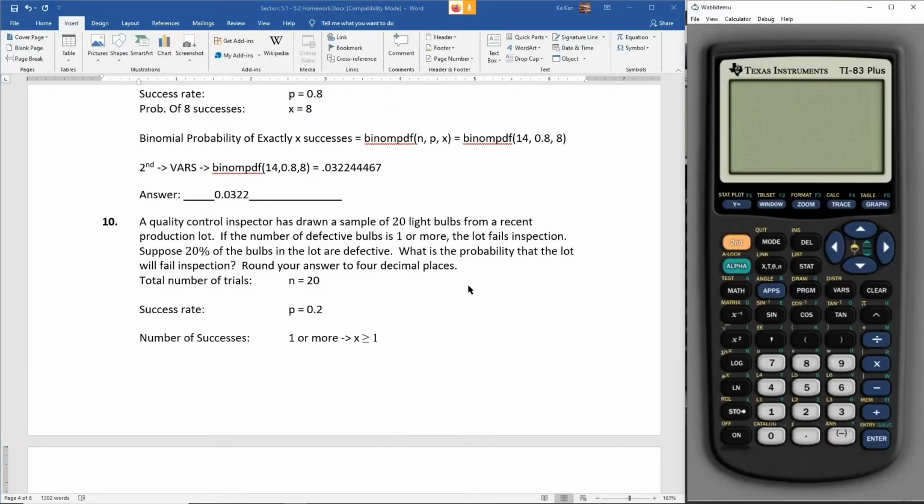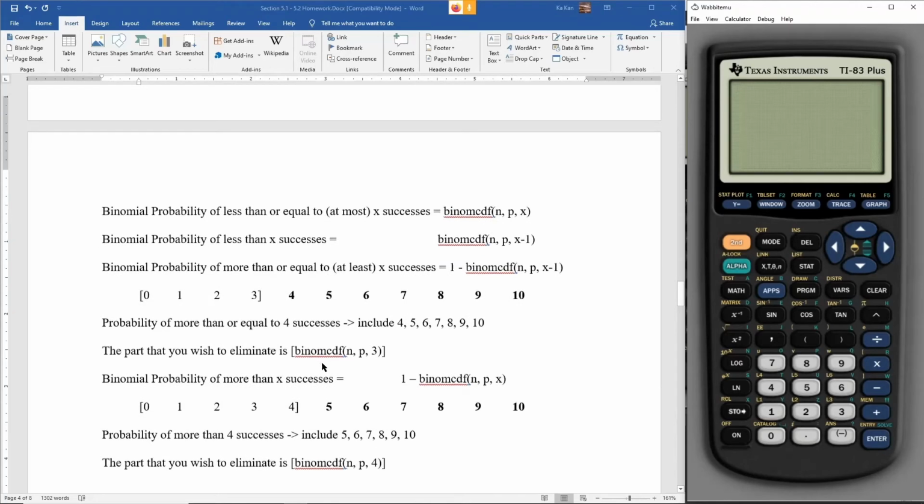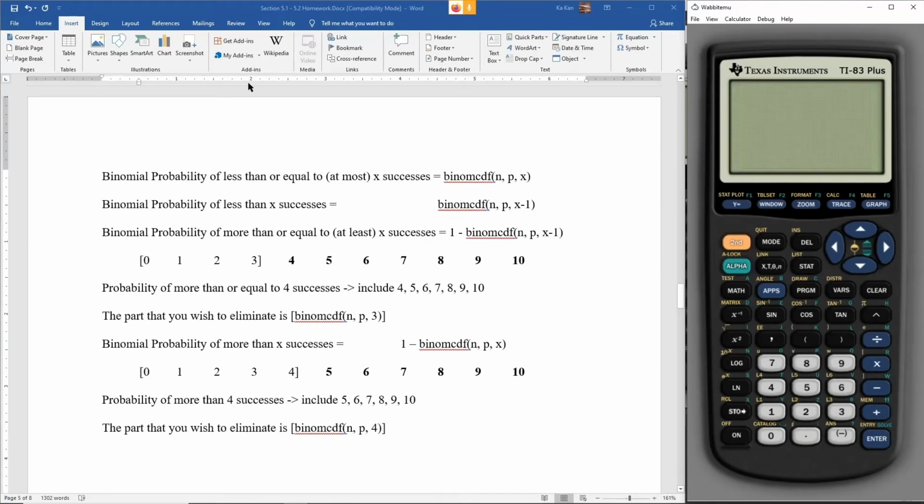So you know what? For the formula, you can look at this for reference. So you might want to use this. I'm gonna send you guys a copy of this right here. So basically, if you want binomial probability of less than or equal to a particular number of successes, less than or equal to means at most, right? That is binomial CDF(n, p, x).